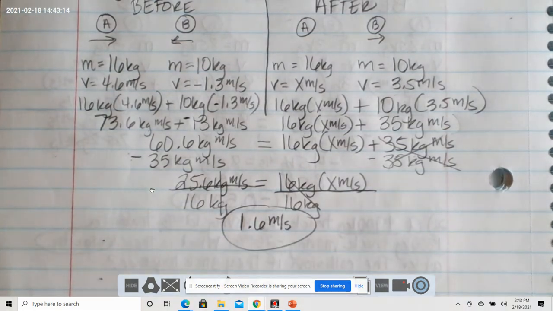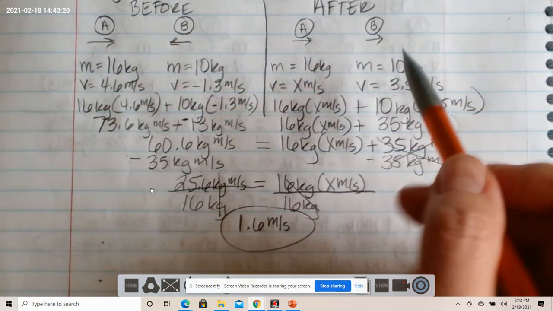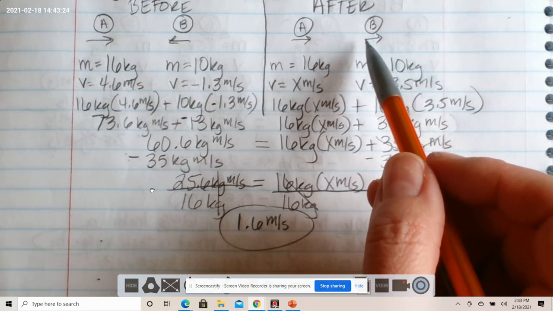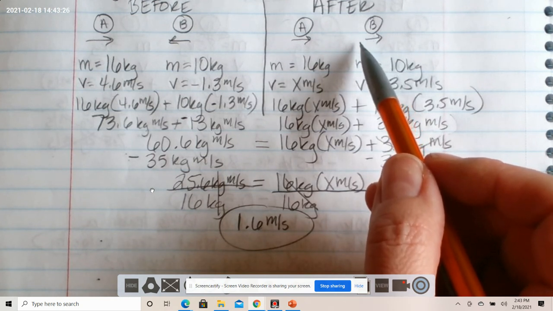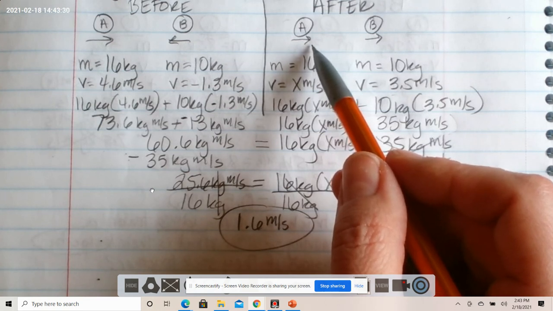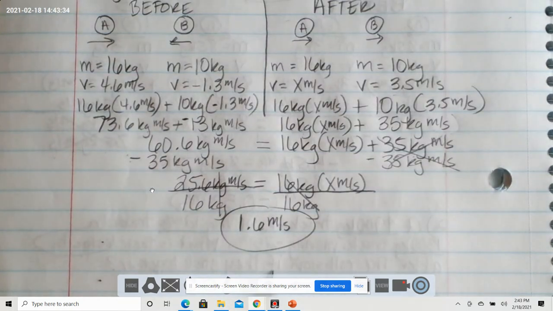So it's positive, guys. It's positive. Which direction is A going to go? To the right. Slower than B. So it transferred its momentum over to B. B got a little bit faster because it was going the other direction now. And A is now moving after it, but just a little bit slower. Okay? 1.6 meters per second. So that is it.